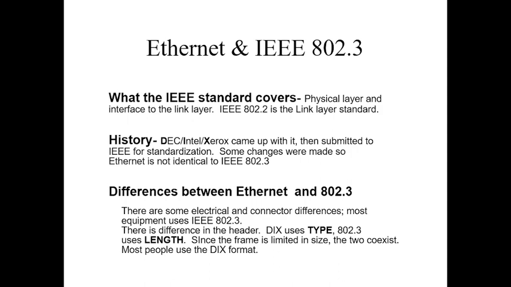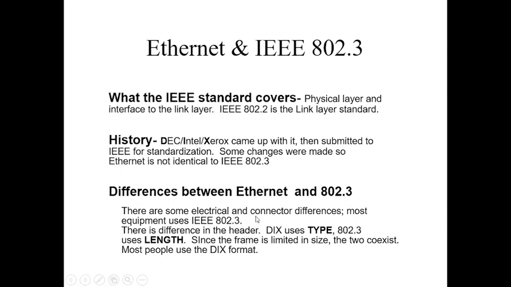IEEE 802 is the link layer standard. In the history, DEC, Intel and Xerox came up with Ethernet and submitted it to the IEEE for standardization. Some changes were made, so Ethernet is not identical to IEEE 802.3.